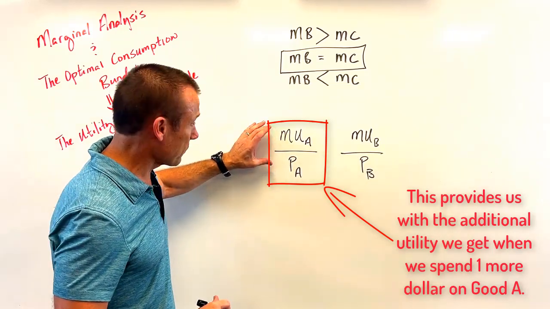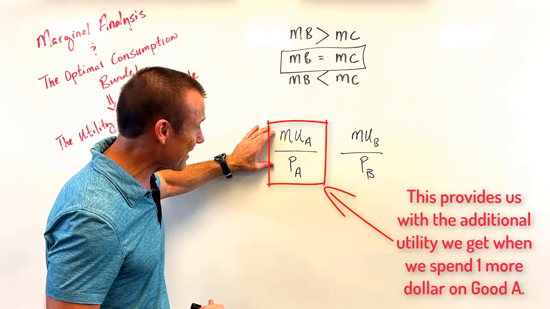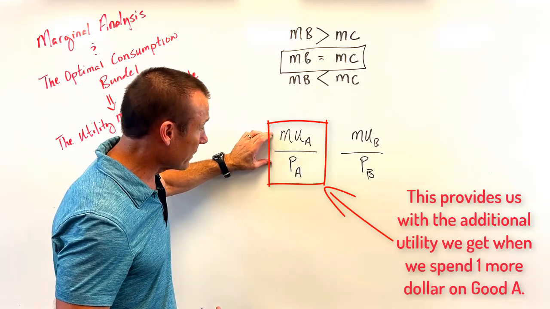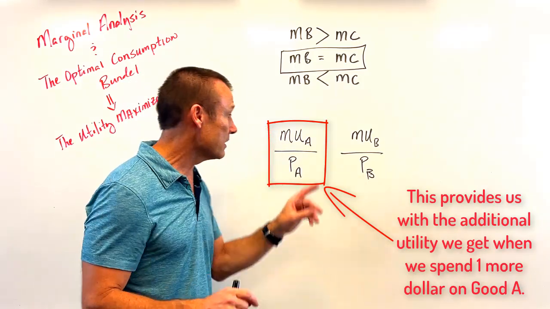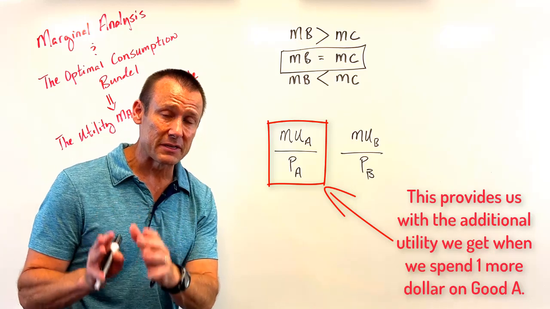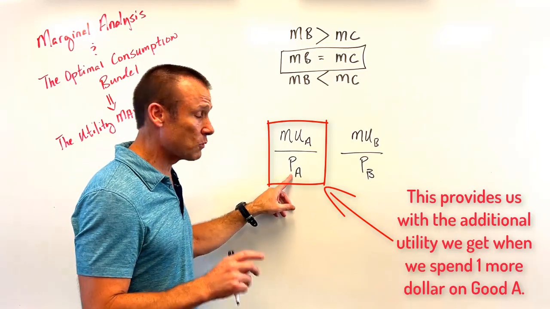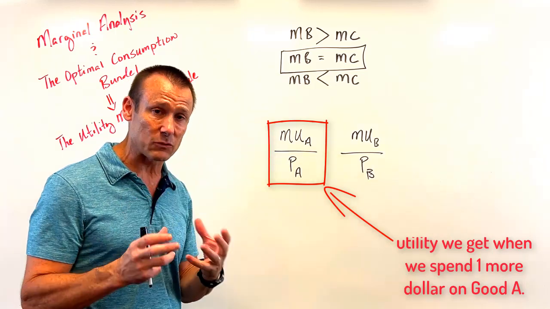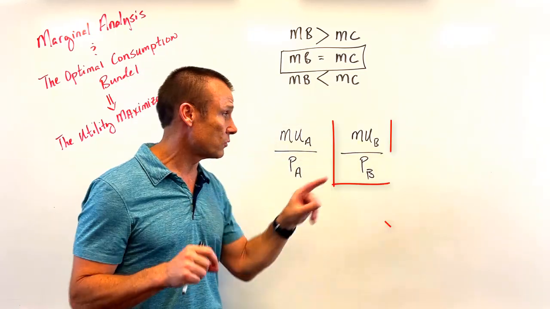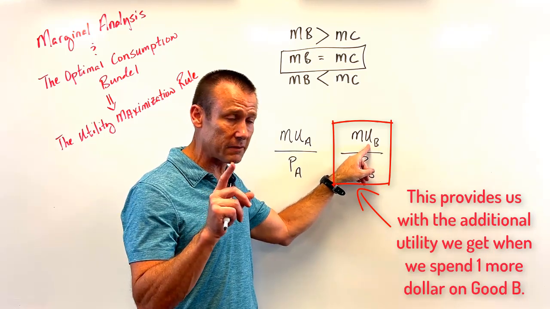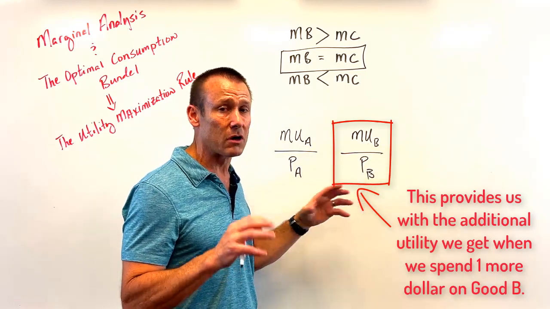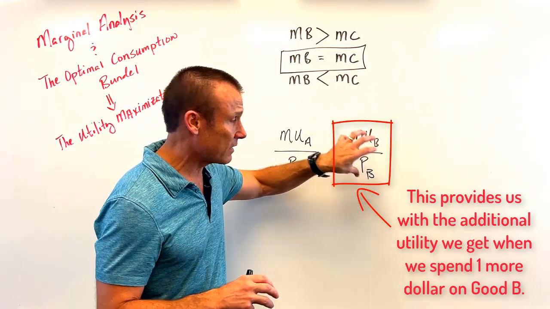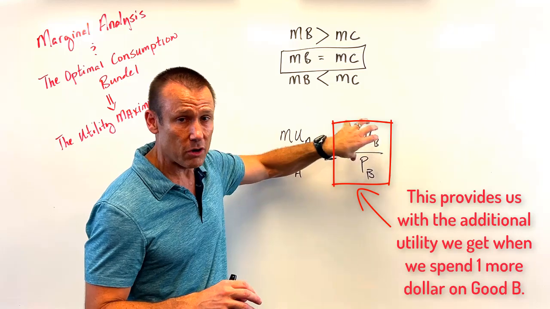This ratio or fraction, however you want to say it, is giving you now a marginal measurement, okay? And what it's showing you is the additional utility, not for one more of good A, but the additional utility you're going to get by spending one more dollar on good A. By dividing by the price of A, that's what that gave you. This is giving you the additional utility that you're going to get when you spend one more dollar on good B. That's right, by dividing by the price, you've now got additional utility per dollar.